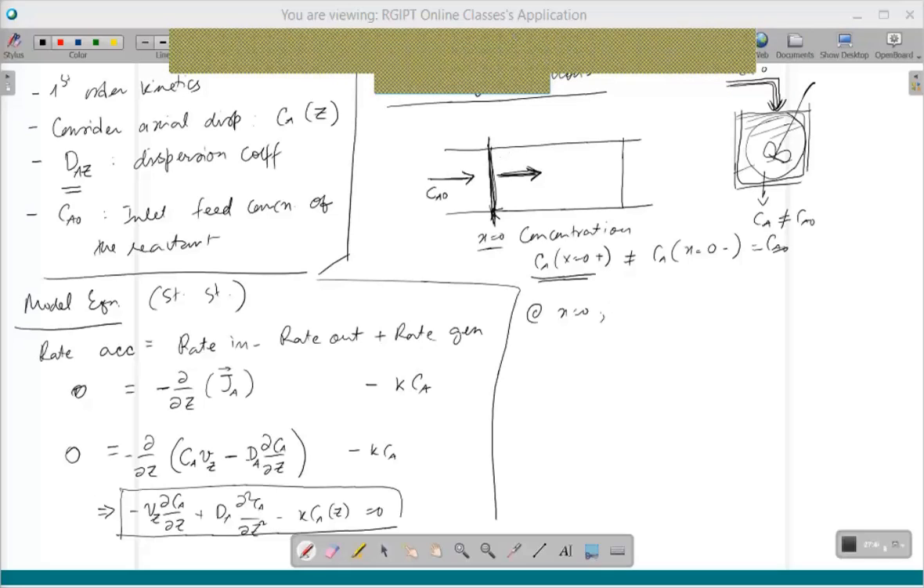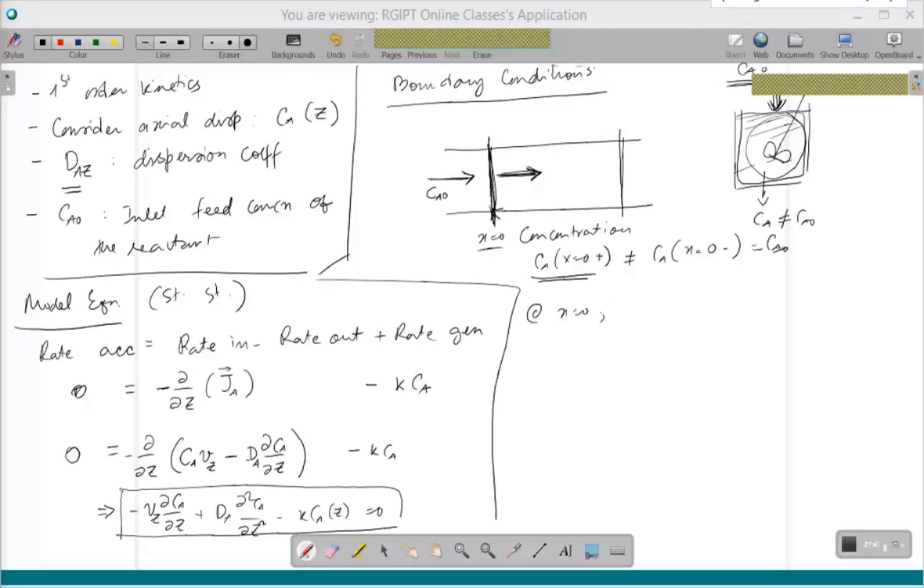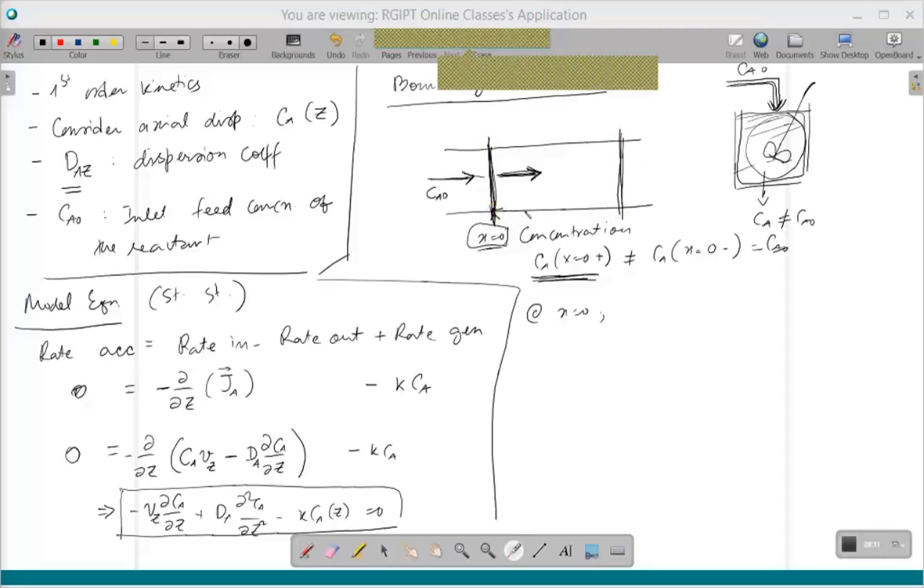Concentration profile is continuous inside the reactor. Of course, you are right. Inside the reactor, it's continuous. But at the inlet, at x equal to 0, there is a discontinuity. So Ca is not equal to Ca0 at x equal to 0 plus. That's what I'm saying. This quantity is not equal to Ca0. In the region of interest, which is inside from here to here, it is continuous.